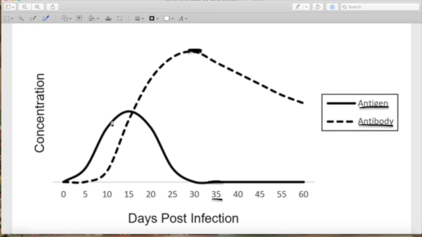Especially in the graph shown here, day 15 shows the antigen at its peak concentration, which is the point at which the viral proteins are generated the most and will be the easiest to detect through a viral PCR test.